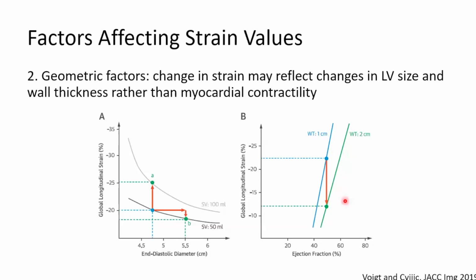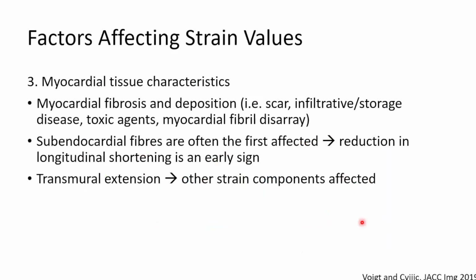Similarly, LVs that have a higher wall thickness, independent of decrease in contractility, actually have decreased LV strain. They are able to maintain the same LV ejection fraction by other means, by compensating with circumferential strain, for example. So different geometric remodeling of the LV can lead to different strain values without necessarily a change in myocardial contractility.